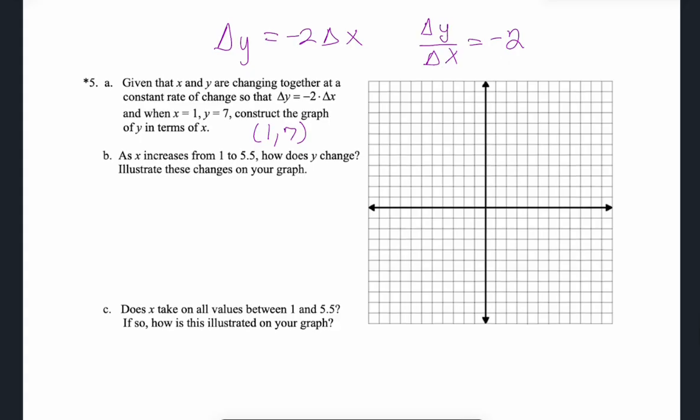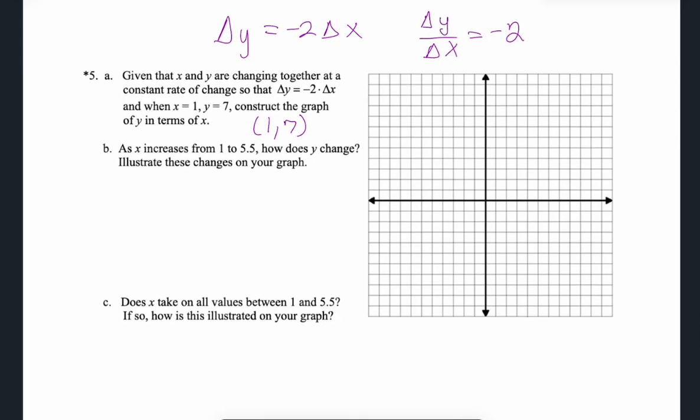To graph any line, all you need is a point and a slope. Yesterday, I told you there might be some formulas that are useful. Here's one of them. Y minus y1 equals m times x minus x1. It is called the point slope formula. It allows us to find the equation of the line as long as we know a point and a slope, which we do know in this particular case.